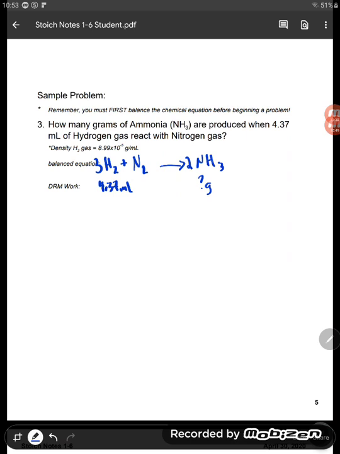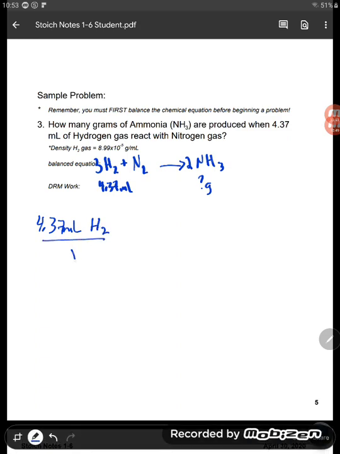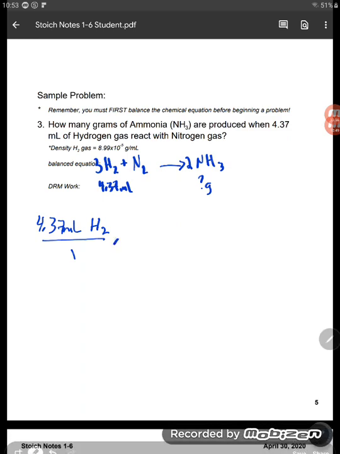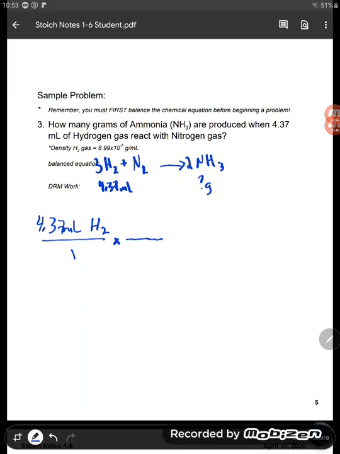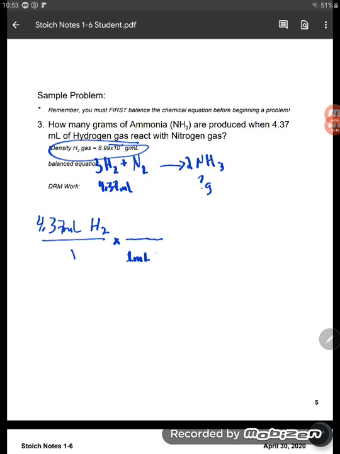I'm not going to work out this problem in its entirety, but I do want you to see that our given now is volume. But the mentality does not change. We need to get ourselves to moles. If you follow your double roadmap, you'll see that you'll need to use density in order to do that, and we are given a density. Milliliters, so 1 milliliter on the bottom, 8.99 times 10 to the negative 5th grams on top. Units cancel.